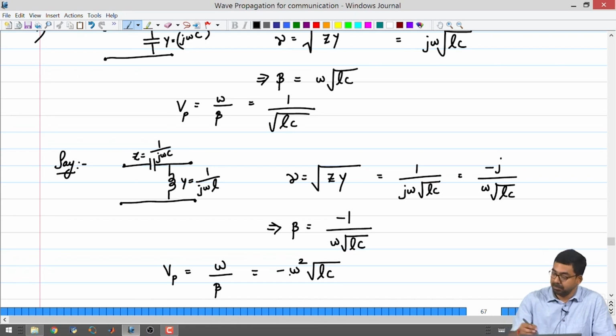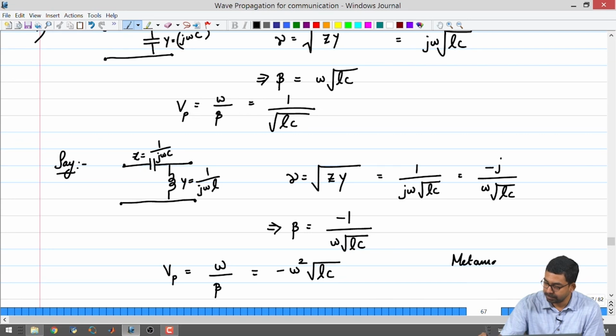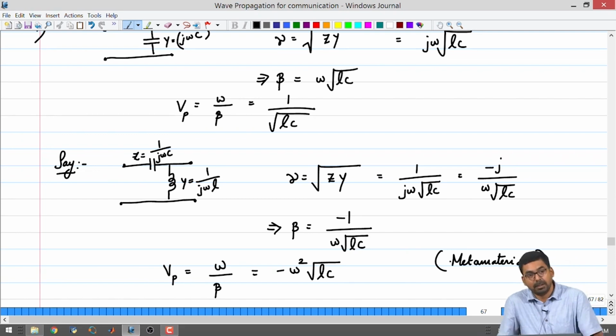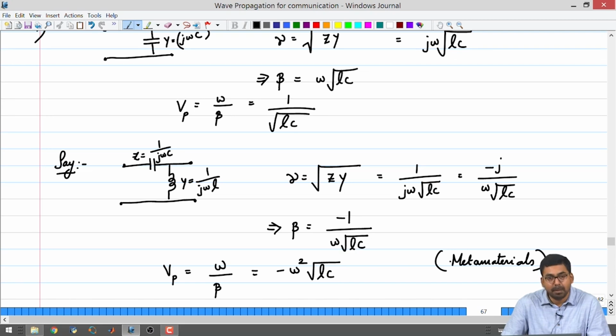Right. So, this may look absurd, okay, but it actually has some deep physical consequences, and what these are known as are metamaterials. Okay. Some things which exhibit some weird properties. So, negative phase velocity, but positive group velocity, negative phase constant, etc. So, in the simplest terms, these are metamaterials.